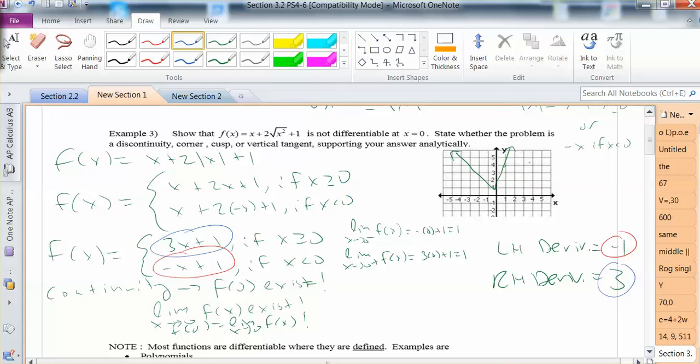So as a conclusion, f of x is not differentiable at x equals 0 due to the left-hand derivative not equaling the right-hand derivative.